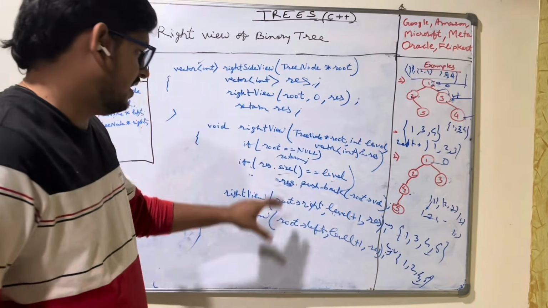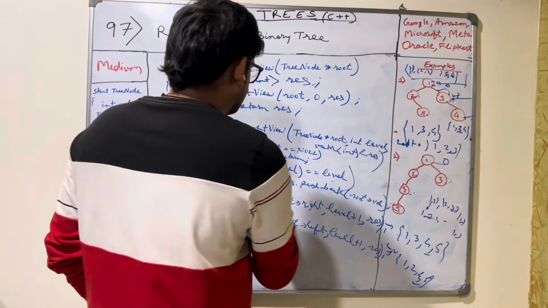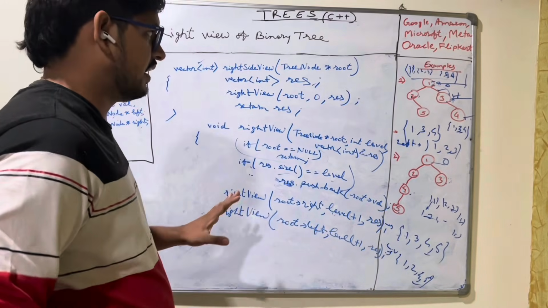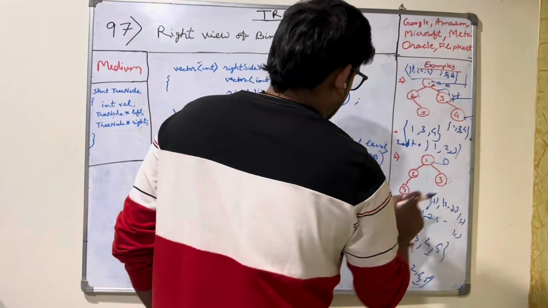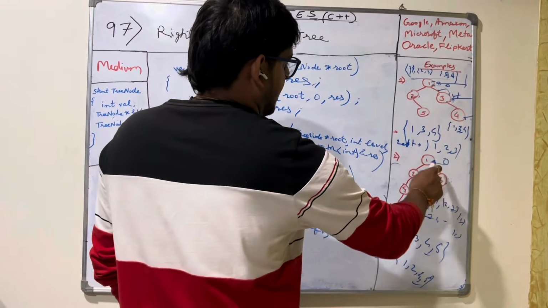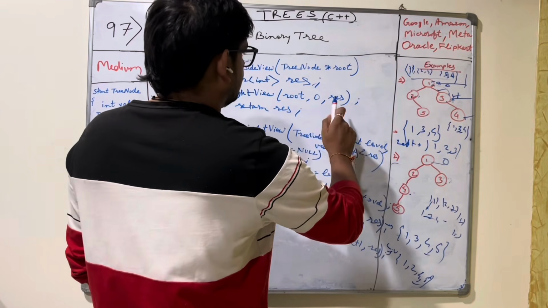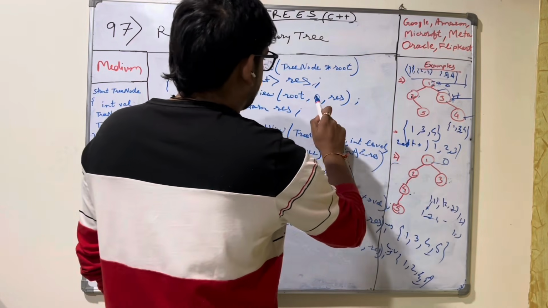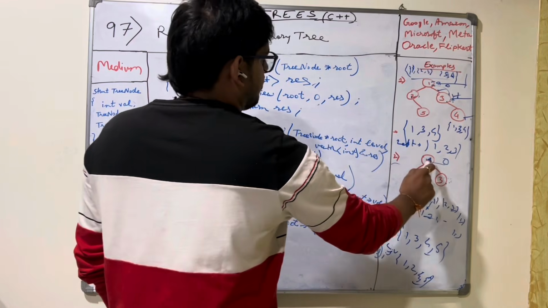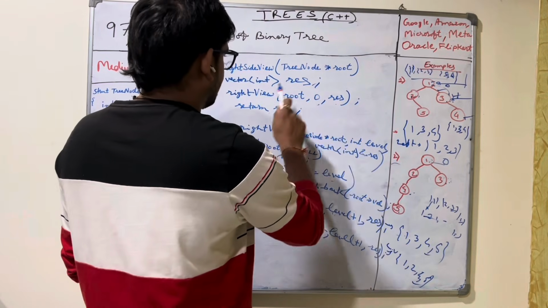Now what we have done here, so this is the condition, right? Root equal to null, return. Okay, let's dry run this for this example. Second example, so we are here, we got 0, we passed 0 as the level, we pass this root node 1 and this result vector.